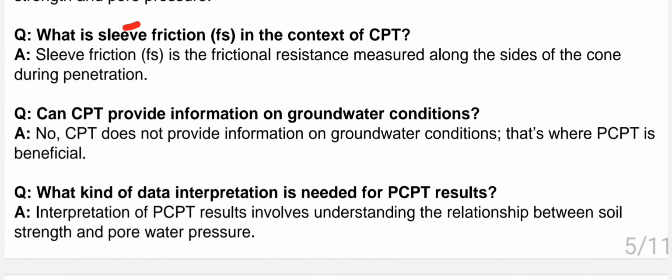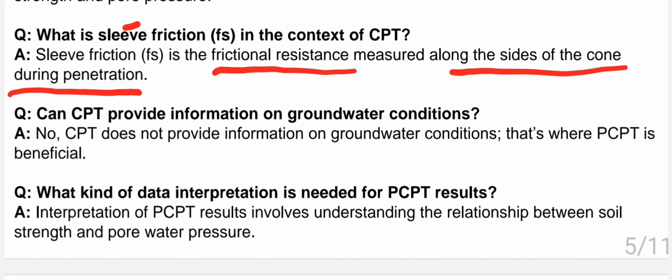What is sleeve friction in the context of CPT? Sleeve friction is the frictional resistance measured along the sides of the cone during penetration. So when we are pushing the cone penetrometer into the ground, the sides of the cone will experience some frictional resistance. That frictional resistance is measured. That measured frictional resistance along the sides of the cone during penetration is called sleeve friction.